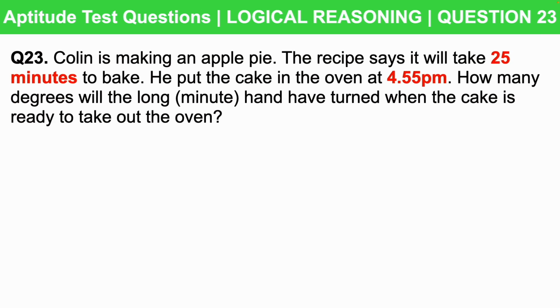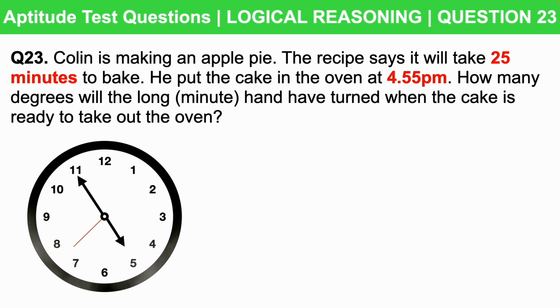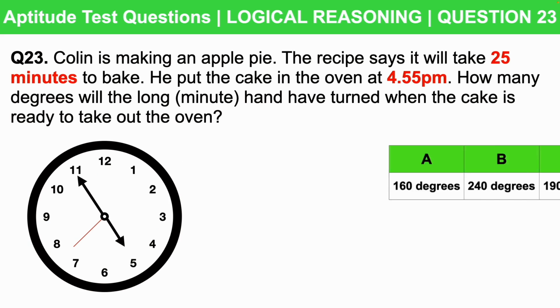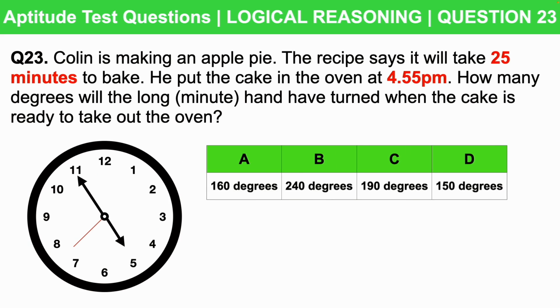Colin is making an apple pie. The recipe says it will take 25 minutes to bake. He put the cake in the oven at 4:55 p.m. How many degrees will the long minute hand have turned when the cake is ready to take out of the oven? So here's the clock. Is it the answer A, 160 degrees, B, 240 degrees, C, 190 degrees, or D, 150 degrees? 6 seconds on the timer, starting now.